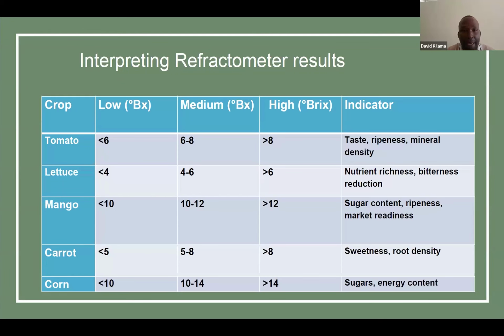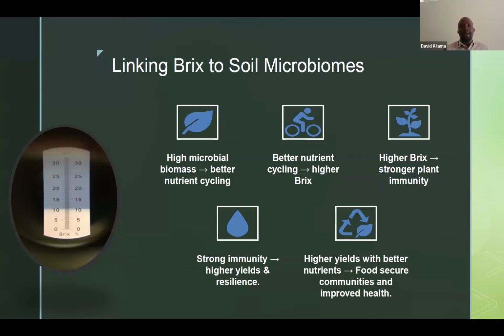Then if it is medium, it is between 6 and 8, and greater than 8 is a perfect one. It's an excellent fruit if you're testing for tomatoes. And it goes for all sorts of plants that we grow around us, and all the products have their readings. So I think we can have access to this table somewhere as a tool to use. Next.